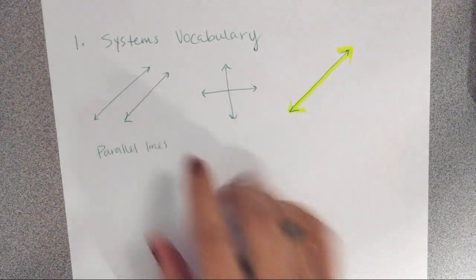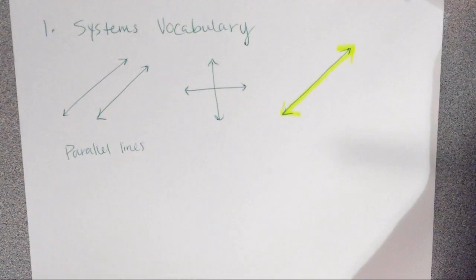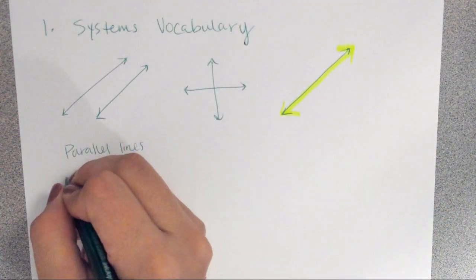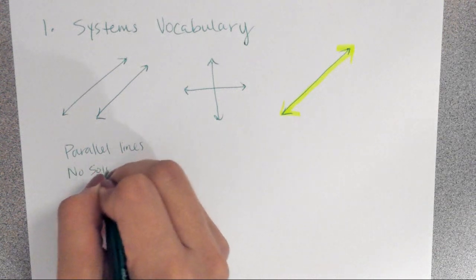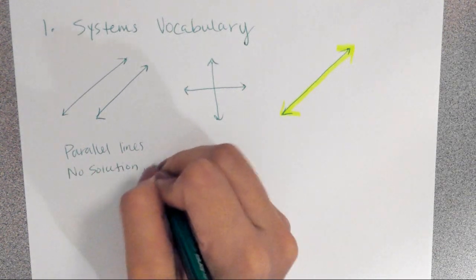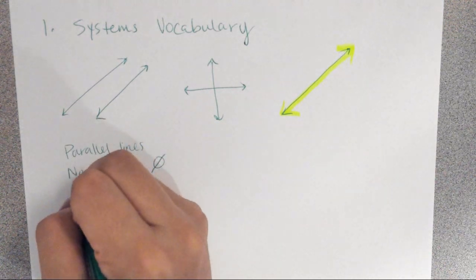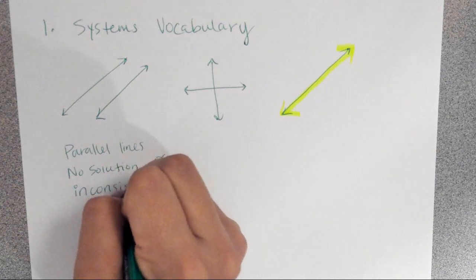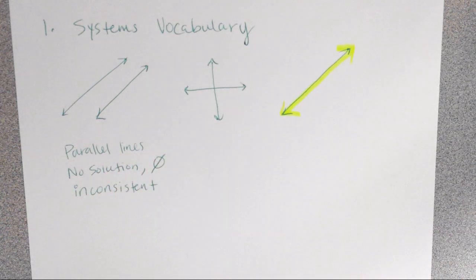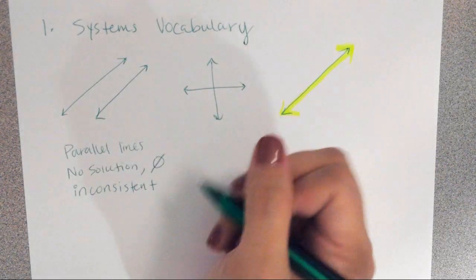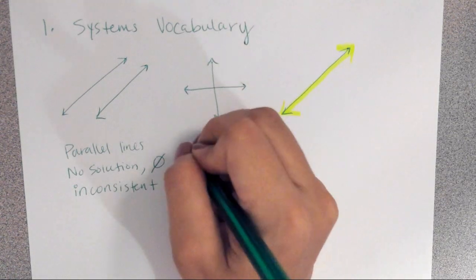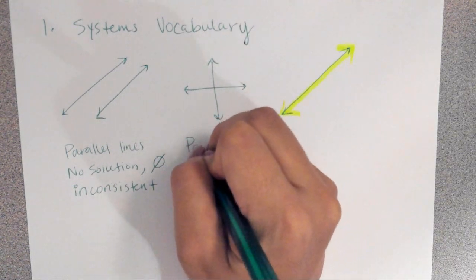Now, is there an intersection point? That's what I always ask my kids. Is there a solution? No. So there's no solution. You can write it like this, or you can write it like this. No solution. And this is going to be inconsistent, because there's no solution. And this will be neither independent nor dependent because there is no solution.